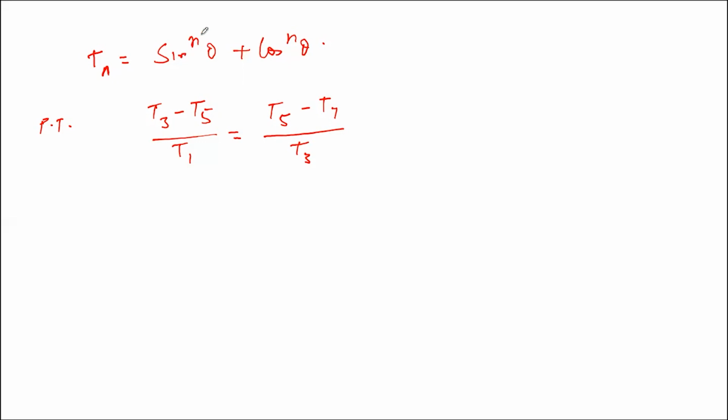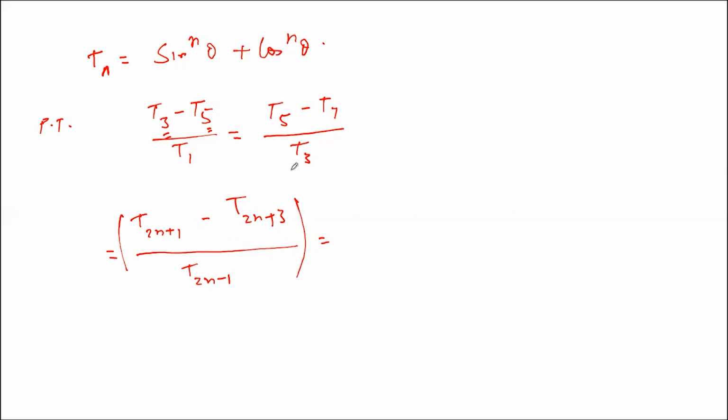T3 means sin cubed theta plus cos cubed theta, and T5 accordingly, the formula is there. So both have the same ratio. If you observe this, I'm writing T(2n+1), so this is T(2n+3), and the denominator is T(2n-1). So we can deduce this value will be constant. If we are able to prove this value is constant, then already we can say this will always be true.